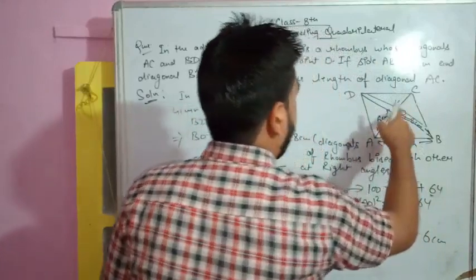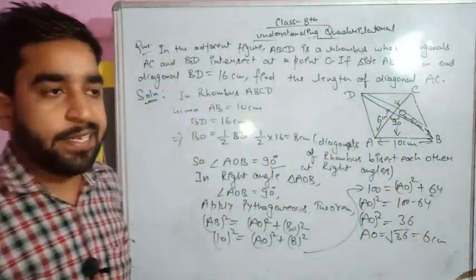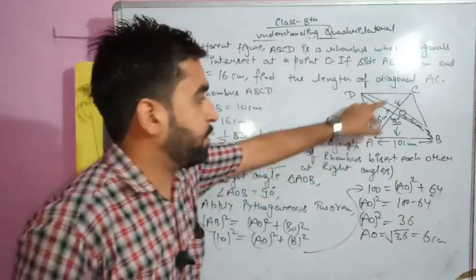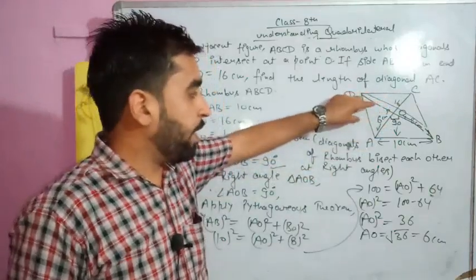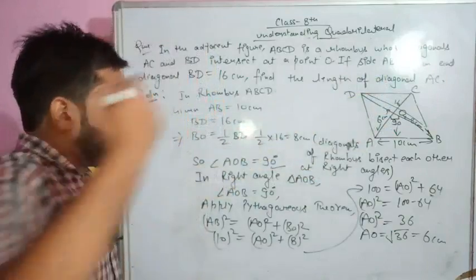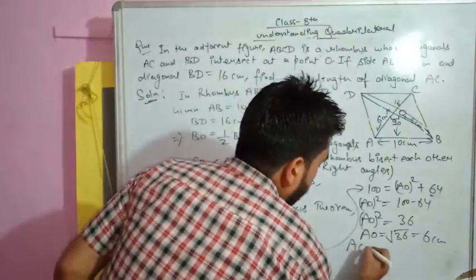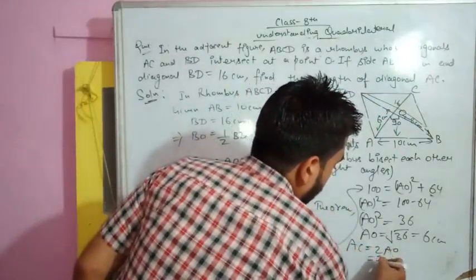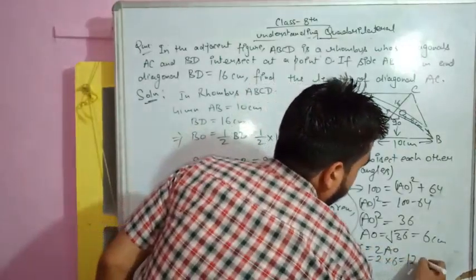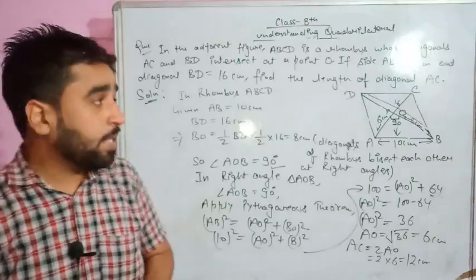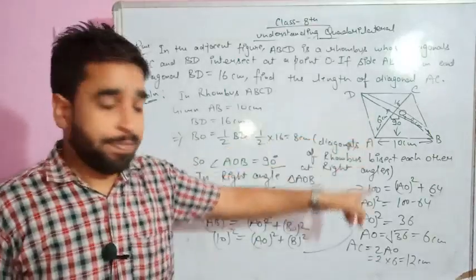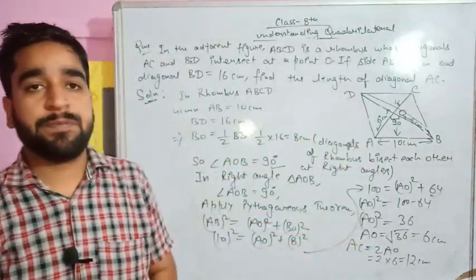Now students, if AO is 6, then what will be AC? AC will be double of 6, because this is half of the total diagonal, bisecting. That's why the total AC will be 2 AO. So 2 into 6, that will be 12 centimeter. And that was the task given to us, to calculate the missing diagonal, and that is 12 centimeter.